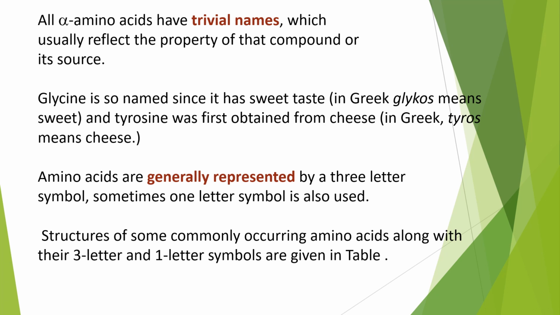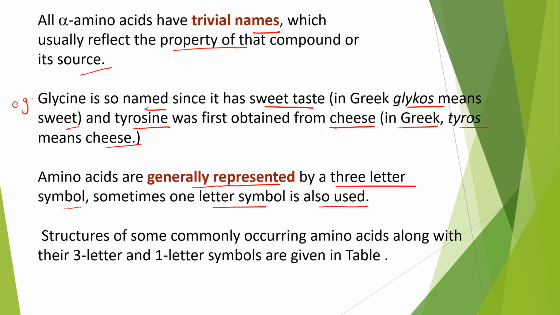All alpha amino acids have trivial names which usually reflect the property of that compound or its source. Example, glycine. Glycine is so named because it has sweet taste. In Greek, glykos means sweet, and tyrosine was first obtained from cheese. So in Greek language, tyros means cheese. Amino acids are generally represented by a three-letter symbol. Sometimes one-letter symbol is also used.